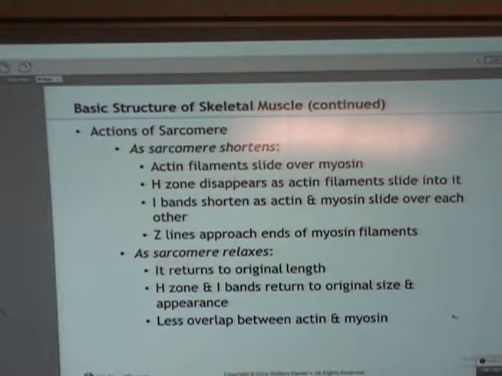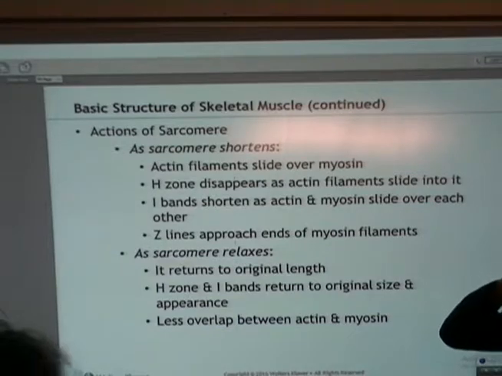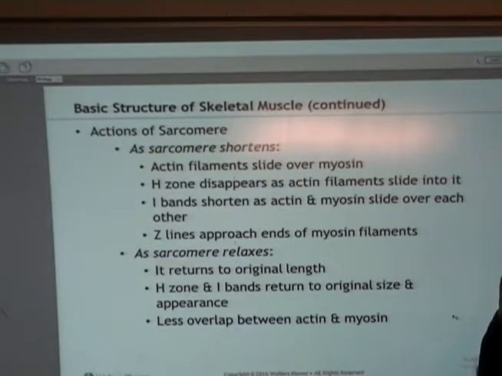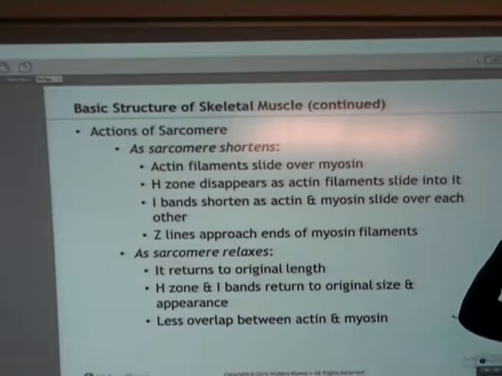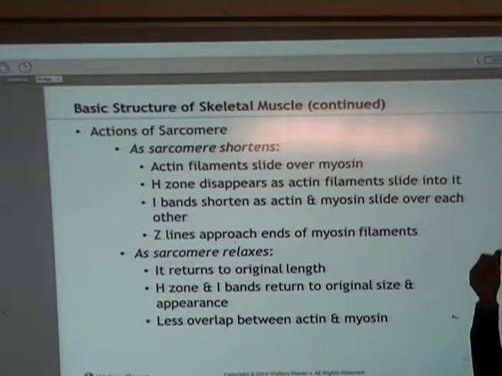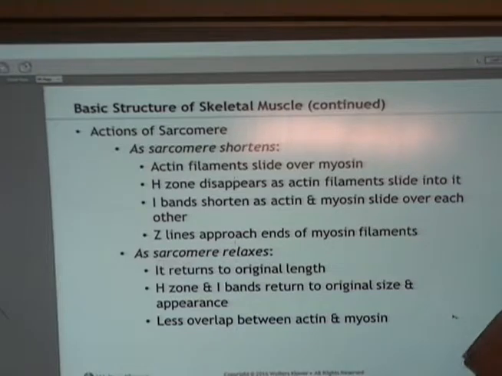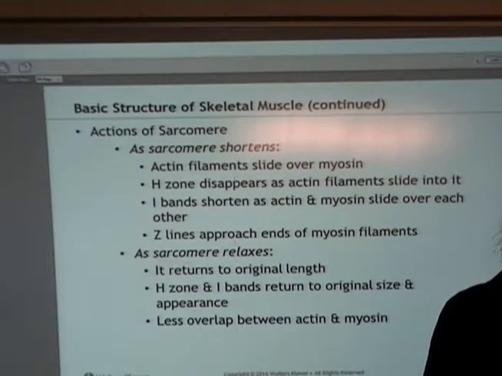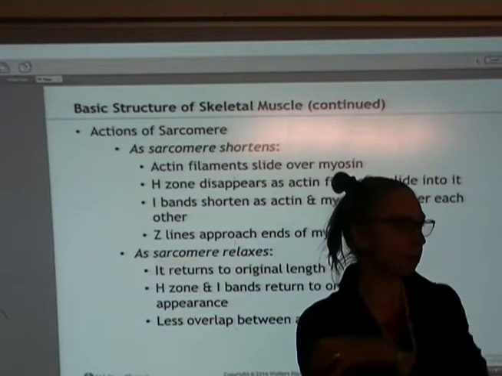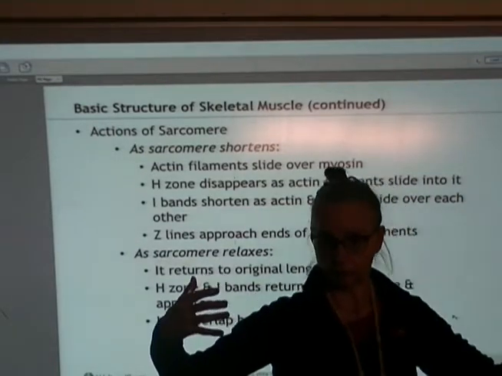When the muscle relaxes and the sarcomere relaxes, the proteins kind of pull back to their original length. It's not a different kind of contraction. We don't lengthen the muscle. The muscle lengthens because we turn the muscle off, and the weight of the arm, for example, with gravity pulling on it, pulls the arm down and stretches the muscle back out, right?